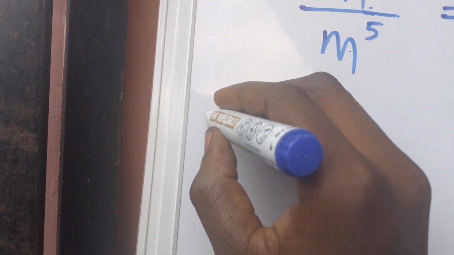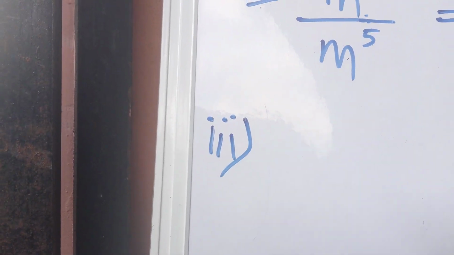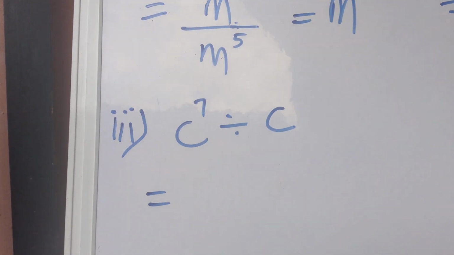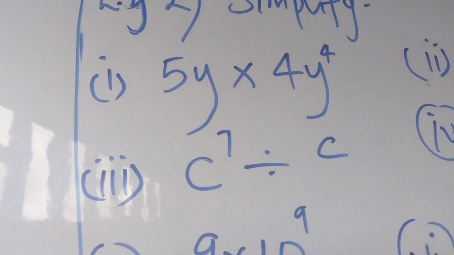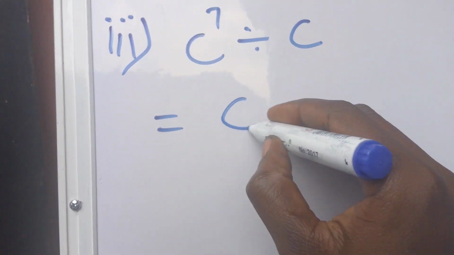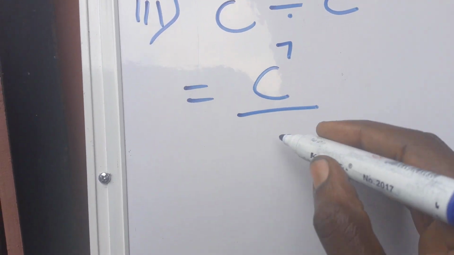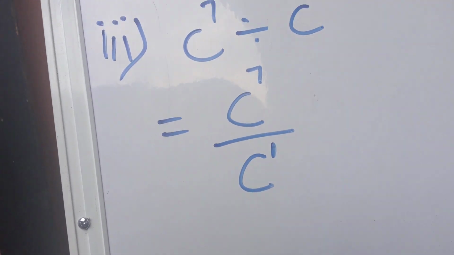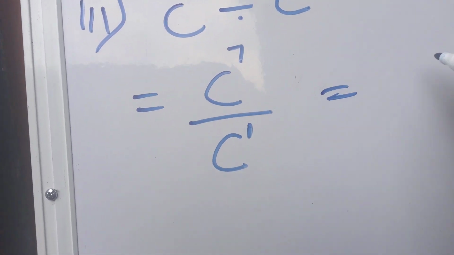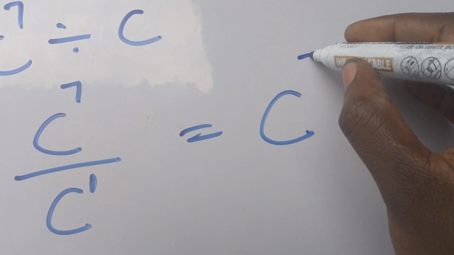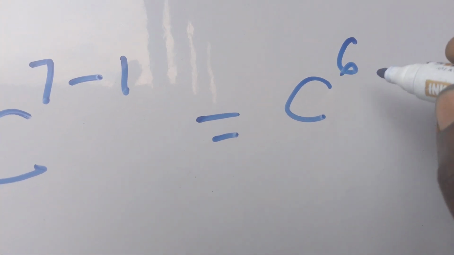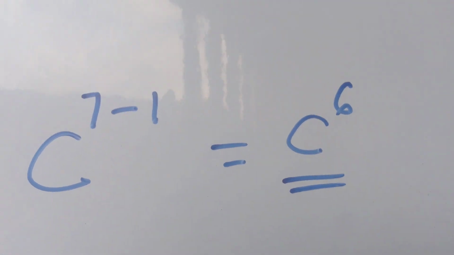Now we look at the next question, Roman figure 3. The third question we're having is c raised to power 7 divided by c. And this will be equal to c raised to power 7 all over c, and this c is raised to the power of 1. Now if I subtract this 1 from this 7, I'll be having c raised to power 7 minus 1, which is equal to c raised to power 6. Final answer, c raised to power 6.